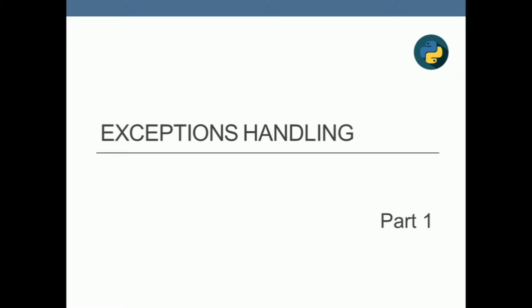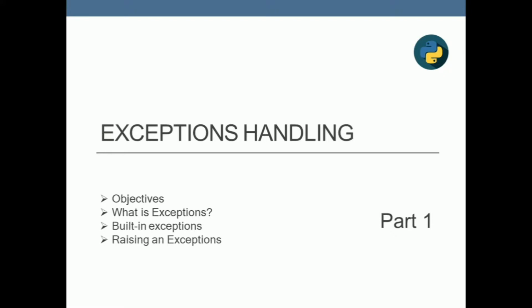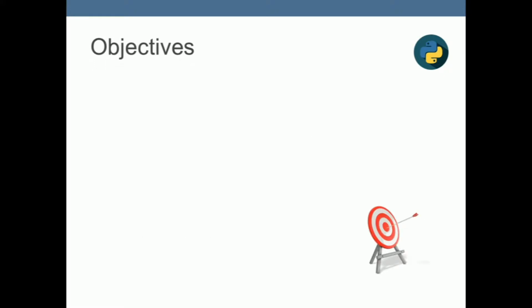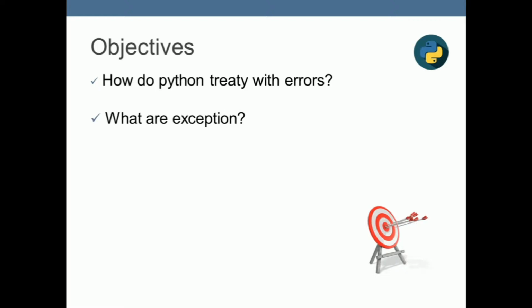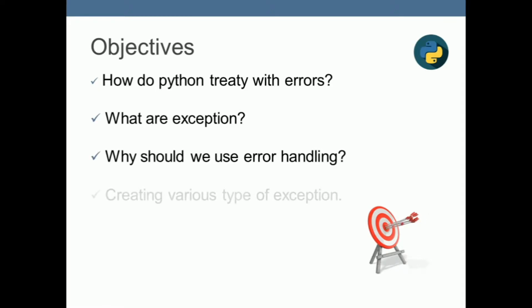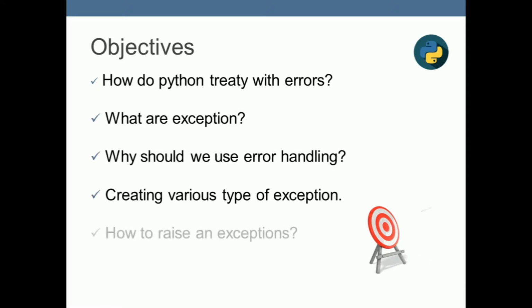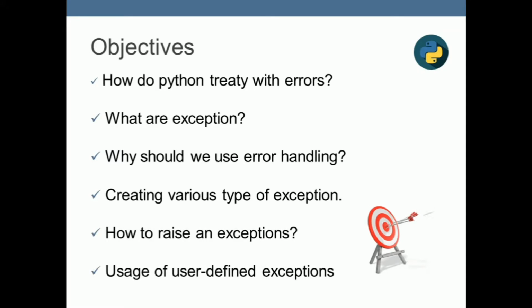These are the topics that we're going to see in this first video. So first let's move on to the first topic in the part 1 video, objectives. These are the things that you're going to get from this topic. By the end of the part 2 video, you might have learned all these keywords and functions that are available in exception handling in Python.